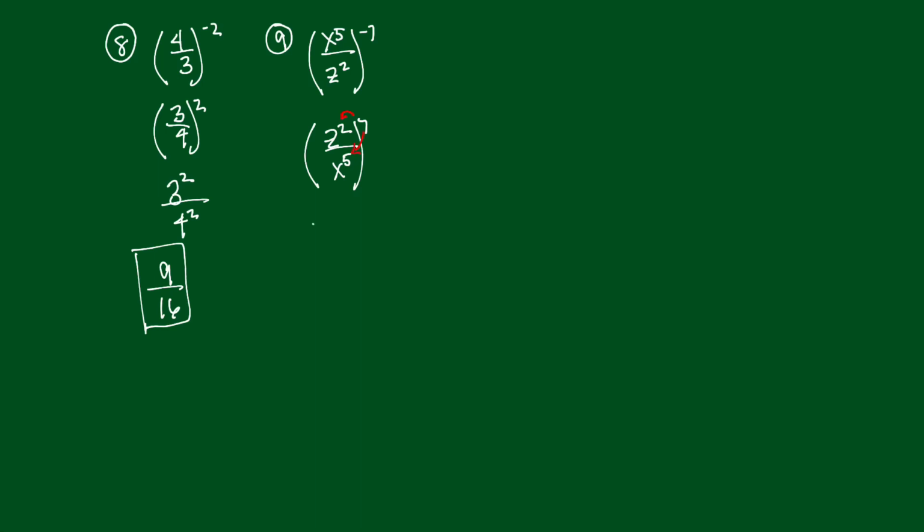I get x to the, no, that's a z, sorry. So I get z to the 2 times 7, that's a times, over x to the 5 times 7. So I end up with z to the 14th over x to the 35th. That's a times.